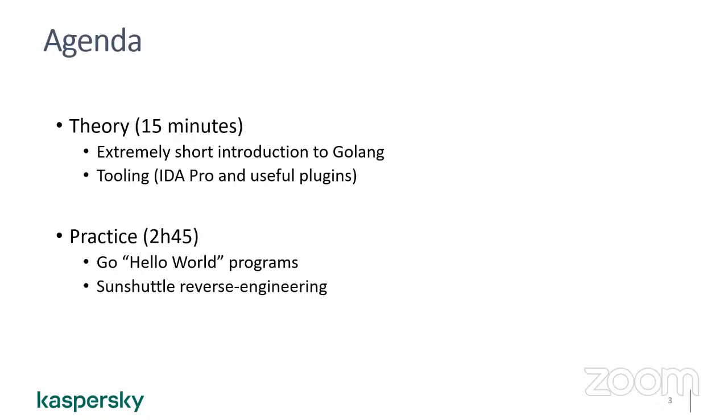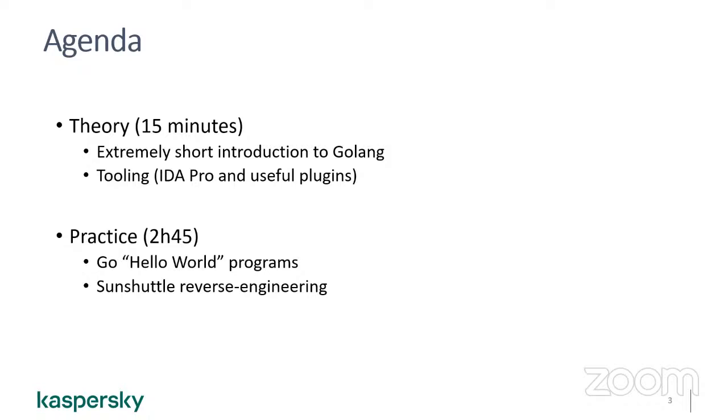So let's talk about how this tutorial is going to be structured. We will do a little bit of theory, and it will be very short. I don't think any of you is really interested in learning about the Go language itself. Maybe you do, but if you want to learn how to write proper Go programs, then this is probably not the right place. We will only figure out the most basic things that we need in order to find our way through programs. We will talk about tooling a little bit, especially when it comes to IDA and the useful plugins, because there are some of them. And finally, we'll dive into the actual practical work.